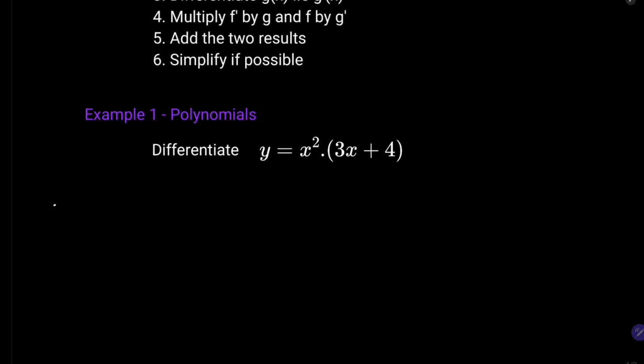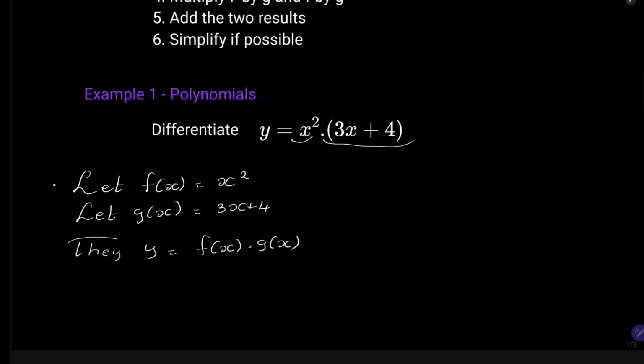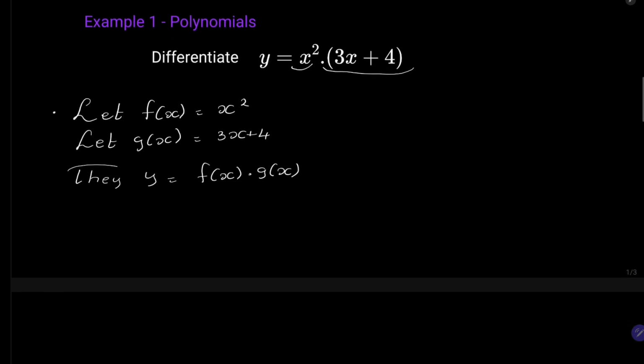So first of all, what is our f of x? We will say let f of x be equal to x squared, and let g of x be equal to 3x plus 4. So in this case, we have been able to divide our function into two different terms, that is f of x and g of x. So we can then say that y is equal to the product of these two terms. Now that we have written y as the product of two different functions, we can then apply the product rule.